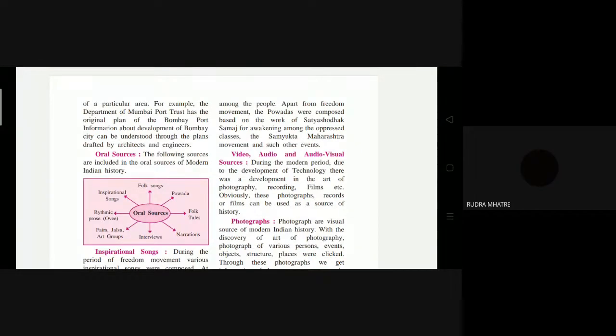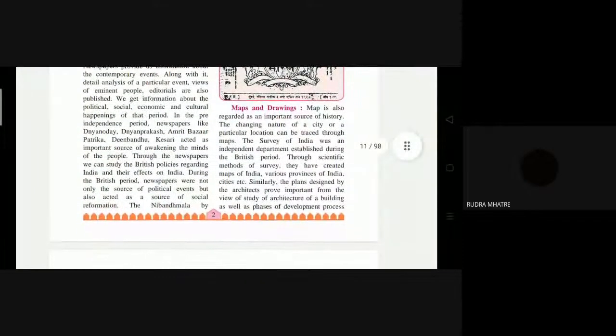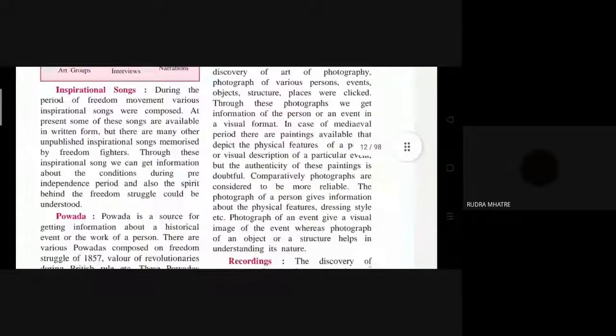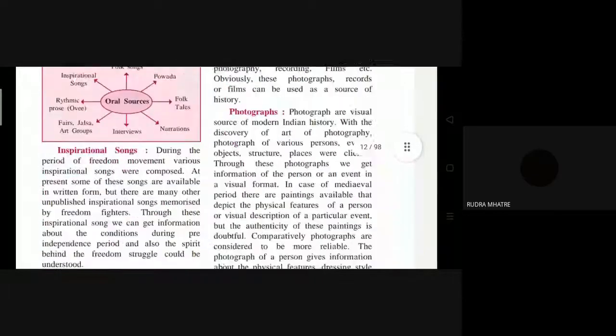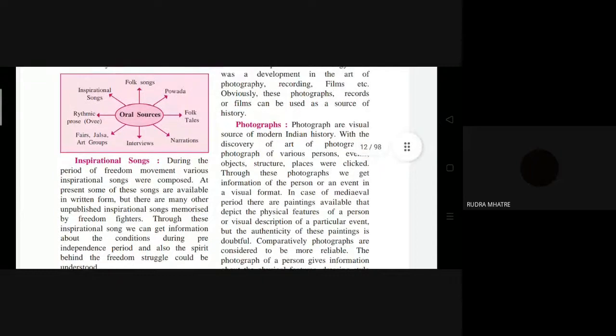Yes, Miss. A map is also regarded as an important source of history. The changing nature of cities or a particular location can be traced by maps. The Survey of India, an independent department established during the British period, created maps of India, its various provinces, cities, etc. Similarly, the plans designed by the architects prove important from the view of the study of the architecture of a building as well as the phases of the development process of a particular area.